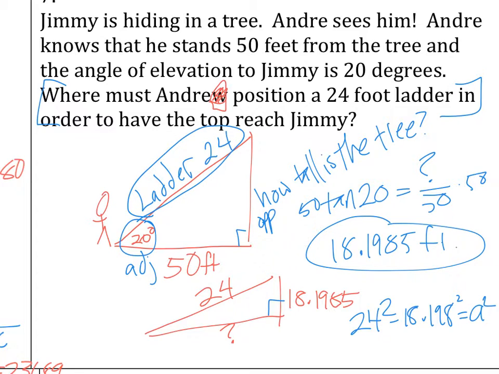So 24 squared minus 18.1985 squared, square root of both sides, I get 14.40 feet. So Andre would have to put that ladder 14.4 feet away from the base of the tree.